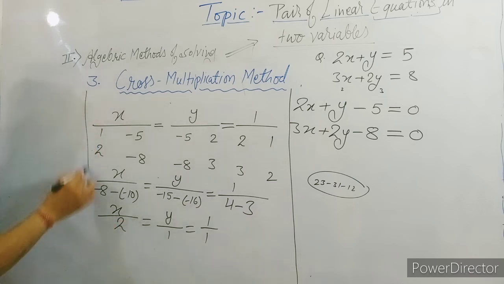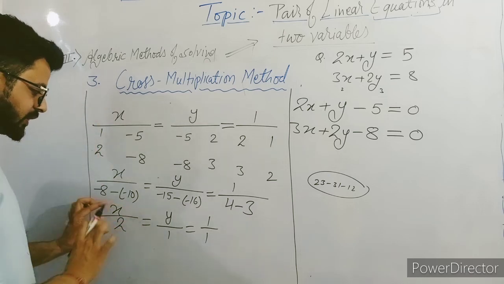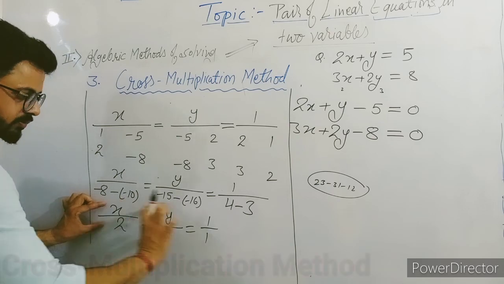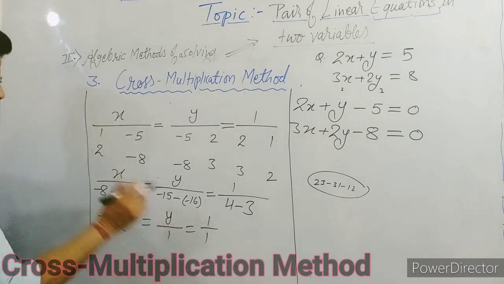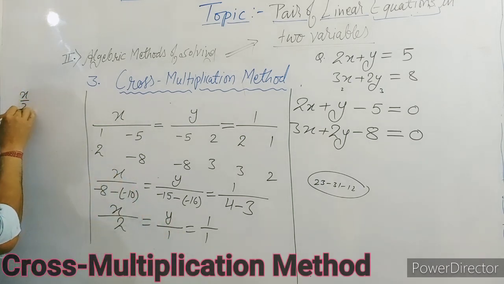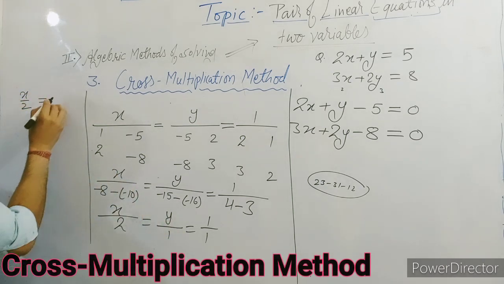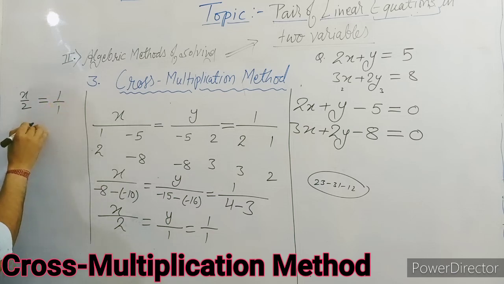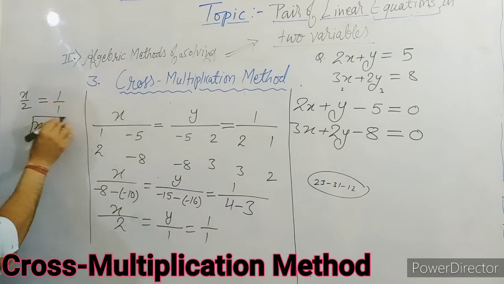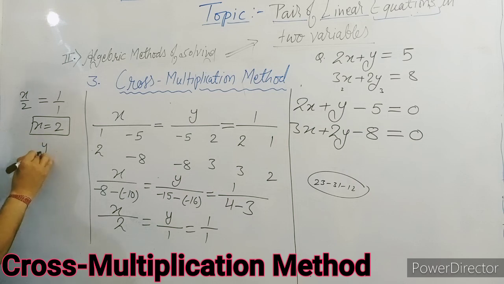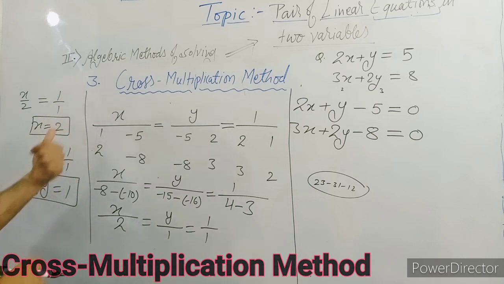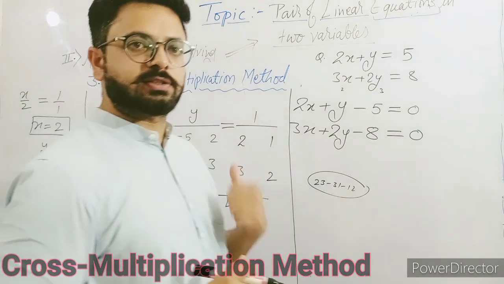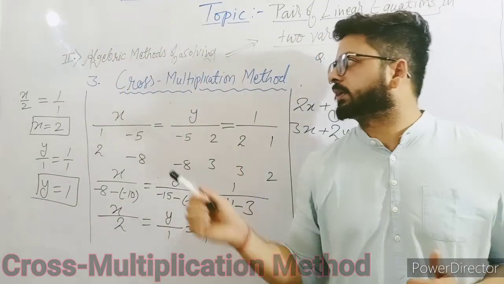Now what will we do? Comparison. We will do comparison here. We will compare this to this, and this one also we will compare to the last. So on comparing, x upon 2 is equal to 1 upon 1. So x is equal to 2. X value came 2. And y upon 1 is equal to 1 upon 1. Y value came 1. So the answers are x value is 2 and y value is 1. So this is the solution by using the cross multiplication method.